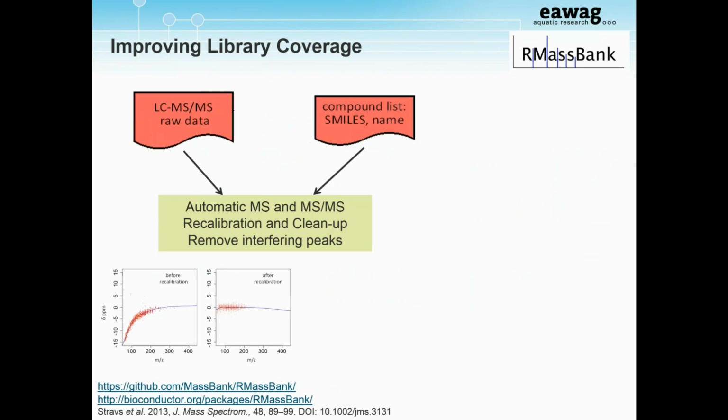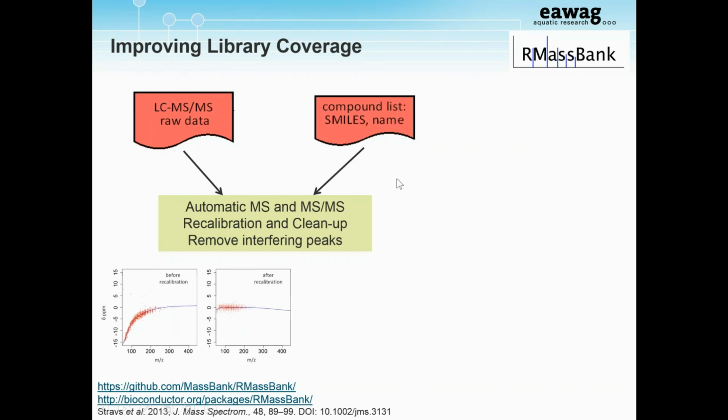One important way to address this is to actually start to improve the library coverage by sharing your data, and this is what we've tried to do in RMassBank. There are also several other different software tools around that can help you to convert your raw data into spectra for a spectral library. What RMassBank does is it collects your LC-MS/MS raw data and your compound list, preferably as a SMILES or a name.